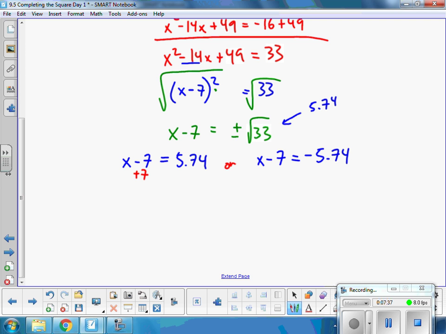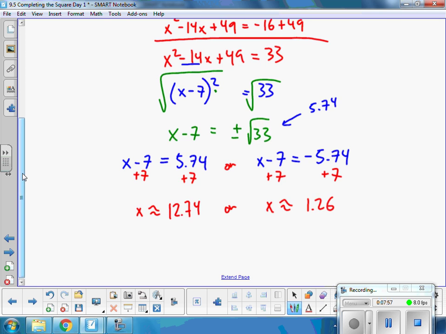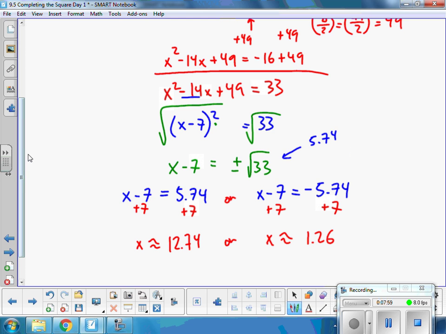I'm going to add 7. I'm going to add 7. And I end up with x is about 12.74, or x is about 1.26. And those are my two x-intercepts. Those are my two solutions to my original equation. A lot of steps involved here, but we're just finding another method to solving a quadratic equation.